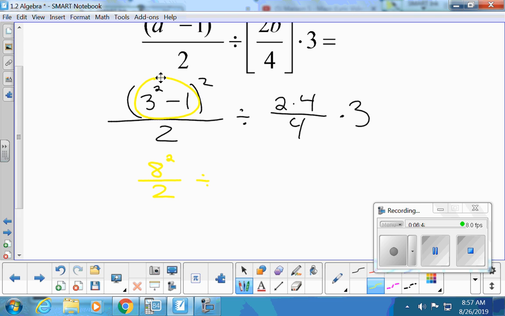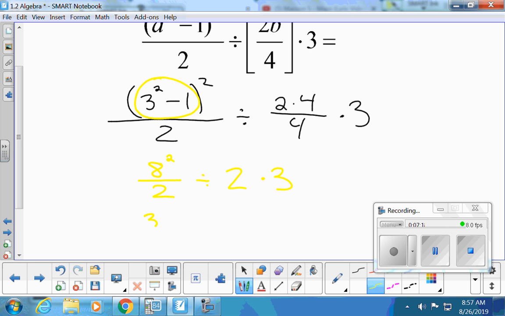I could probably clean this up a little bit since I'm cleaning. 4 times 2 would be 8. And 8, what is 8 divided by 4? 2. Okay. Next, I would probably do this 8 squared. What is 8 squared? 64. And why don't we just do the 64 divided by 2 while we're at it? 64 divided by 2. That's 32.